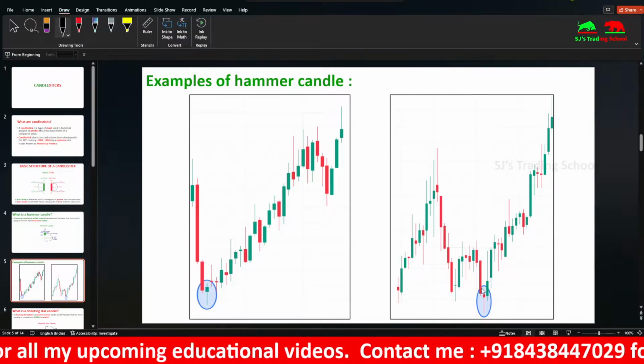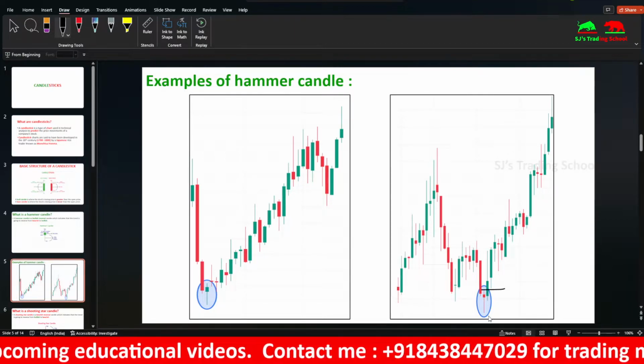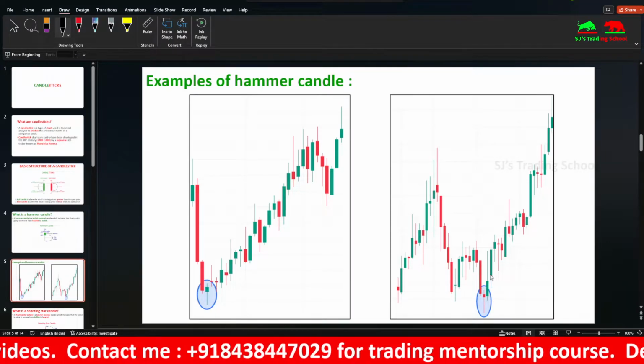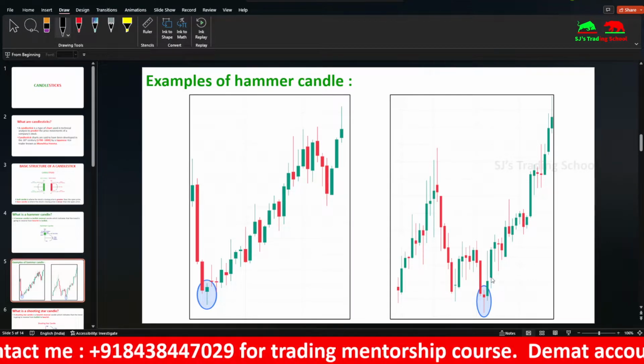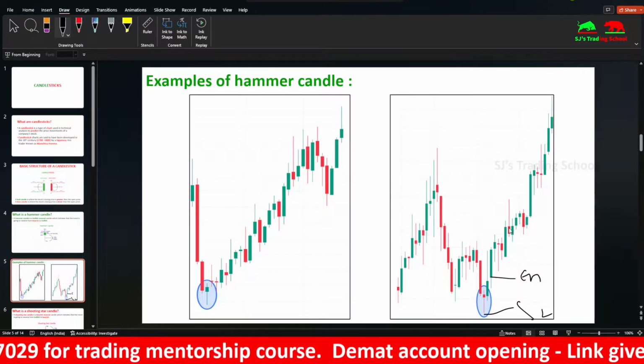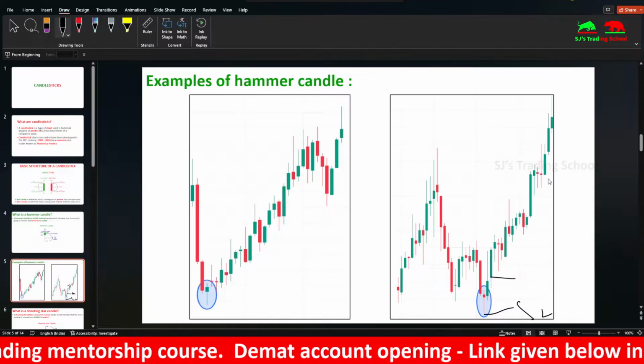So the next thing is here. This is also a hammer candle. You can take the entry, stop loss, target. And if there is no previous support, you can wait for this candle to close. You can take the entry here and keep your stop loss here, and then your target here. So this is the case.